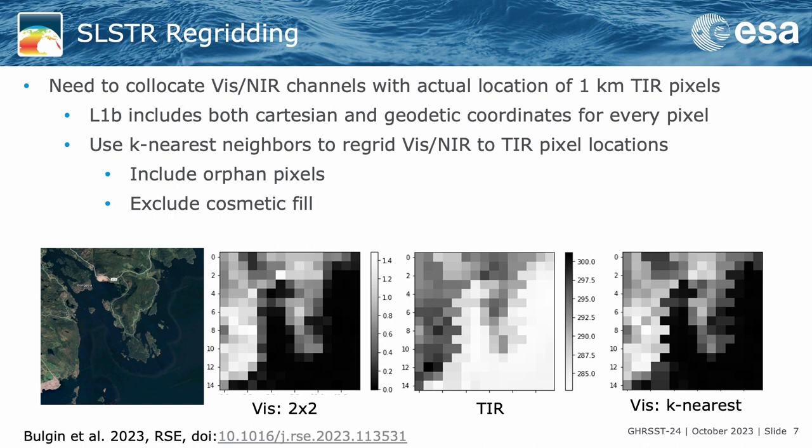So we need to regrid the reflectance bands to the actual locations of the 1 kilometer thermal pixels. We do this using a K nearest neighbour algorithm, which can use all the reflectance observations, including orphan pixels and both A and B stripes where available. This is shown in the example on the right, where we see that the reflectance band is now correctly aligned with the thermal, allowing us to use it in combination with the infrared for cloud detection.